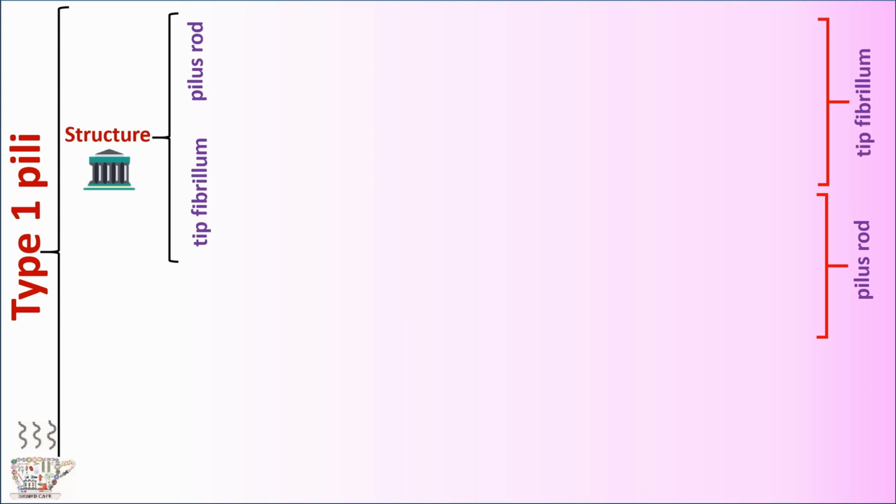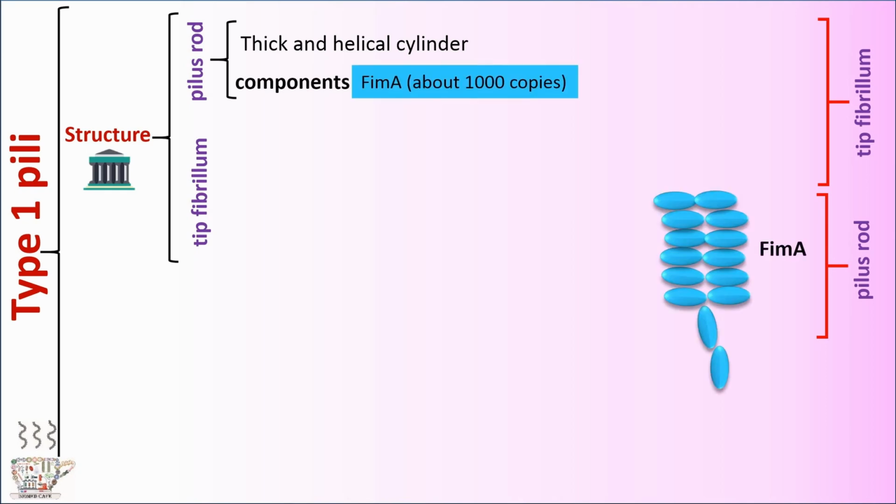Type 1 pili. They have 2 parts in their structure: pilus rod and tip fibrillum. Pilus rod is a thick and helical cylinder. Its components are Fimbriae, about 1000 copies. Tip fibrillum is thin and short. It extends from the rod.